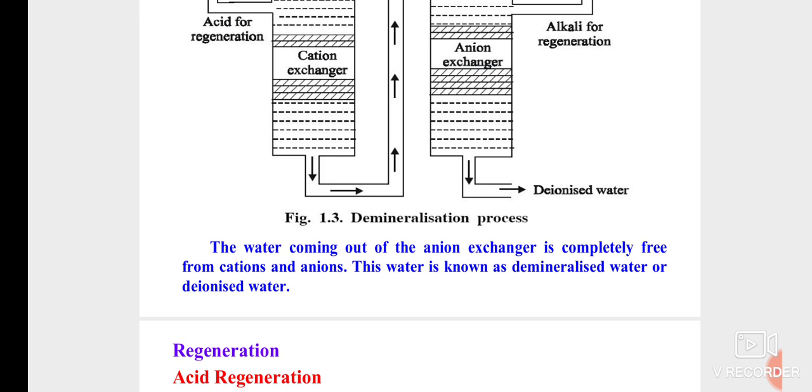In the examination they may ask, what is DM water? In the ion exchanger column, the water coming out from the anion exchanger is completely free from the cations and anions. That water is called demineralized water or deionized water. It should be free from all the cations and anions. For example, calcium, magnesium, potassium, sodium are the cations. It can be free. In the same way, chloride, sulfate and any type of anions are also free, so that it is called DM water or demineralized water.